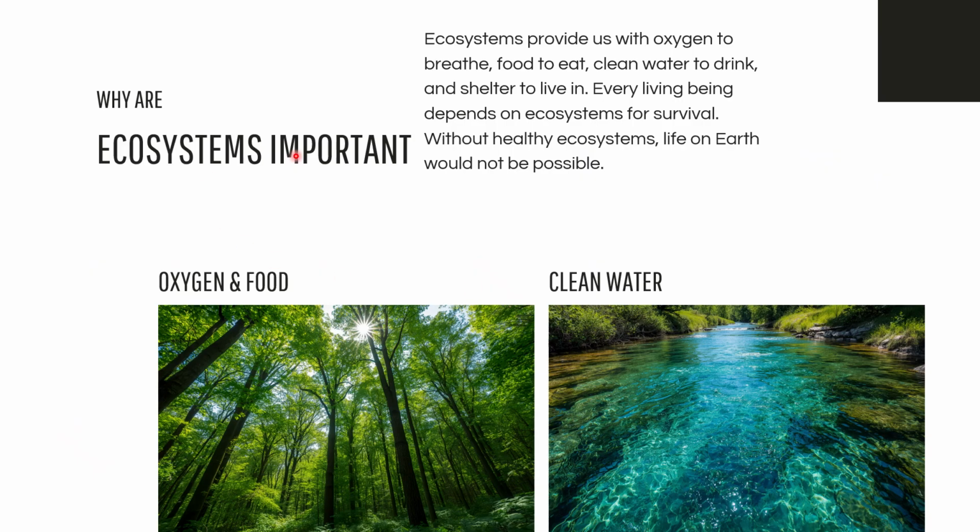So why are ecosystems really important? Ecosystems provide us with oxygen to breathe. It is very important for human beings and any living being, as a matter of fact. Food to eat: we get our food from various kinds of plants. We farm them, and clean water to drink. That is very important and central to living. Our whole houses are built around a certain kind of ecosystem, and an urban township has a different ecosystem. A rural place has a different ecosystem. So every living being depends on ecosystems for survival, and without a healthy system, life on earth would not be possible.